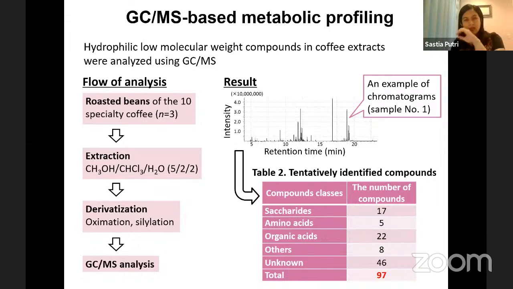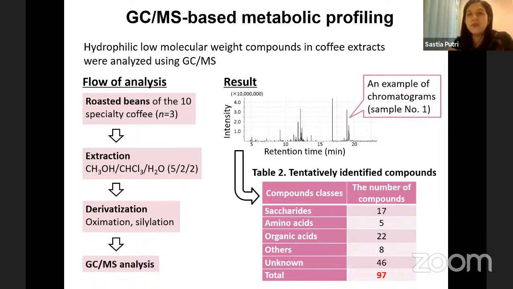So the way to do this analysis is by using GCMS-based metabolic profiling, and the hydrophilic low molecular weight compounds were the target in our GCMS analysis. We do a derivatization so that we could measure non-volatiles. Usually GCMS is good for volatiles, but we use derivatization methods, so we could also measure non-volatiles like sugars and amino acids. We also have organic acids and other metabolites as shown here. We annotated, including the unknown compounds, 97 metabolites.